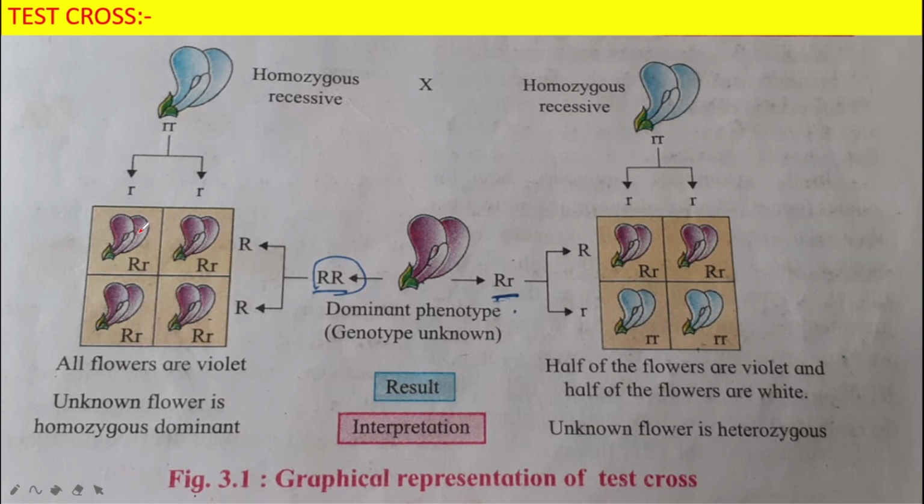If in the result we get all the flowers purple, the genotype is capital R, capital R. If in the F1 generation we get 50% purple flowers and 50% white flowers, the genotype of this flower is capital R, small r. So in this way, with the help of test cross, we can easily identify the unknown genotype of an individual. So here we have completed test cross.